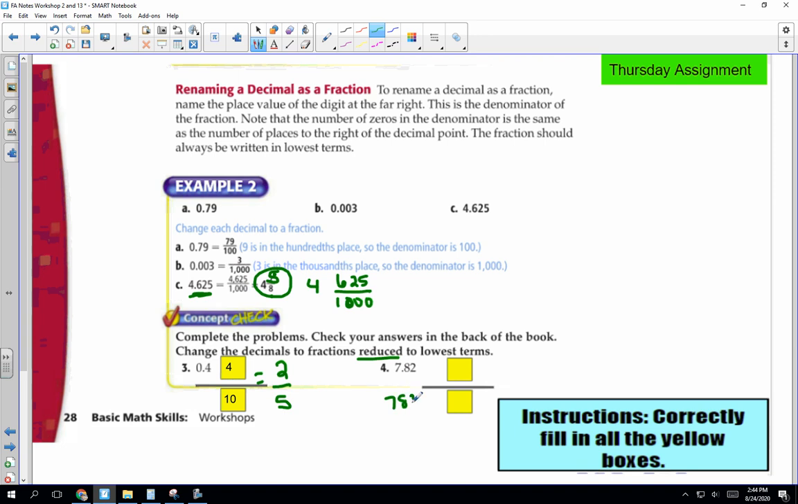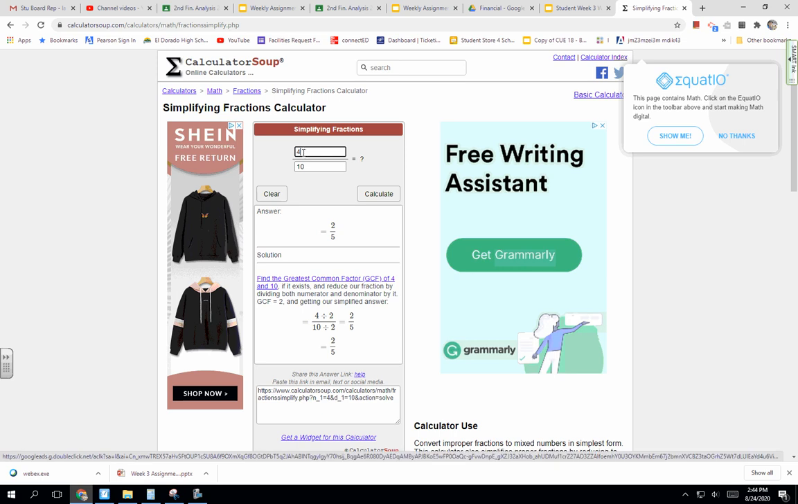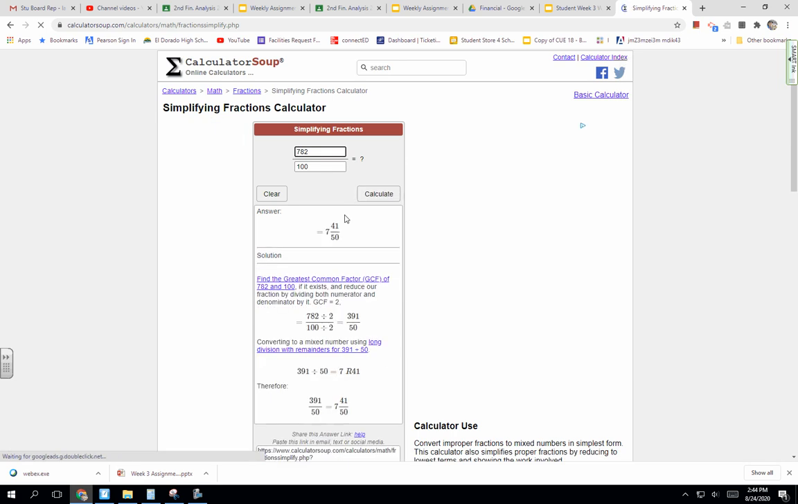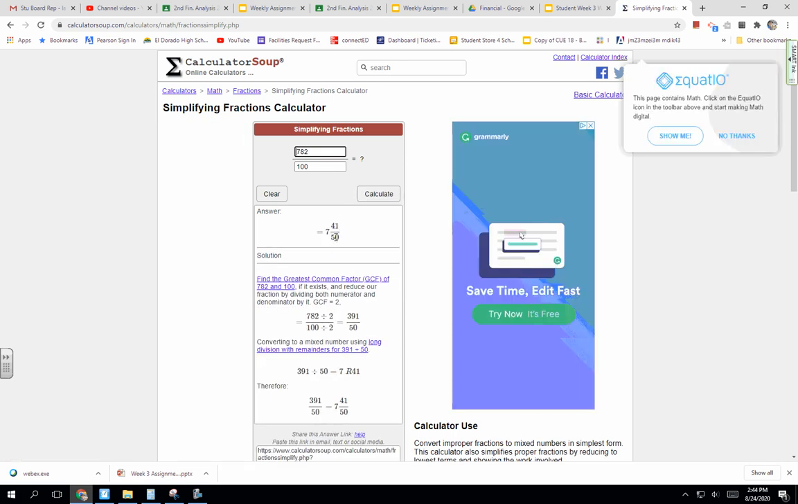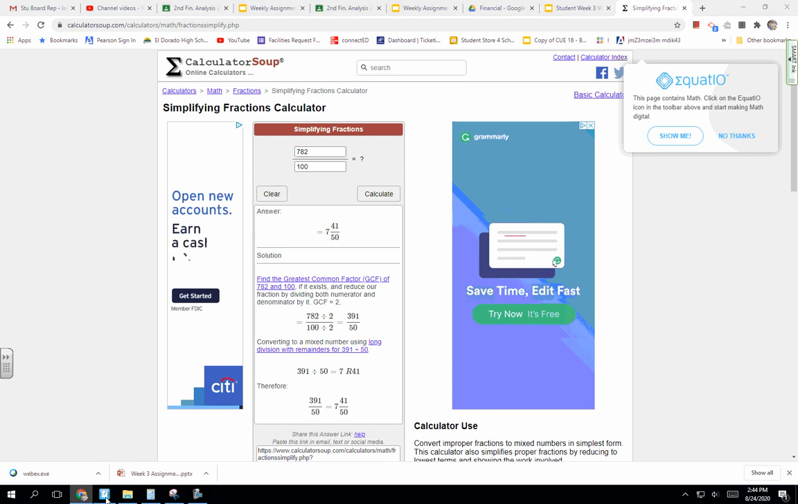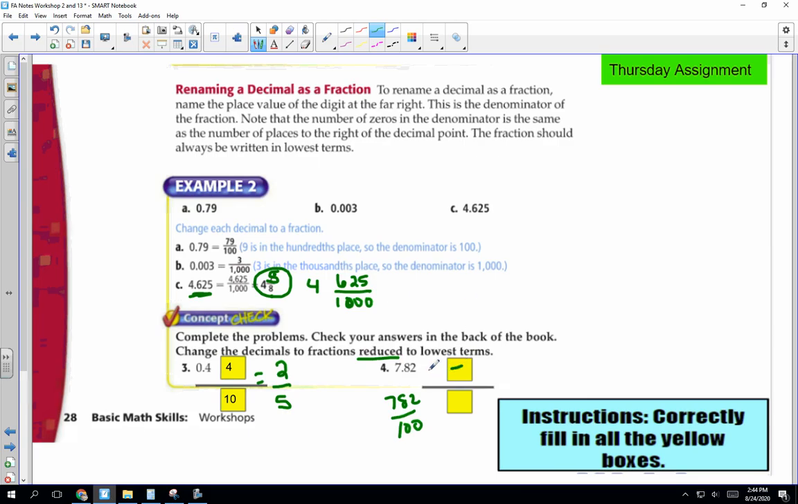So we're going to go 782 over 100. I'm going to get my lowest terms calculator. When I found the online calculators, my life became just amazing. 7 41 over 50. Let's move 7 out from there because he should push over in the front. Okay. It doesn't want me to do it. Okay. So I'm going to put 7 out front. 7 41 50ths.